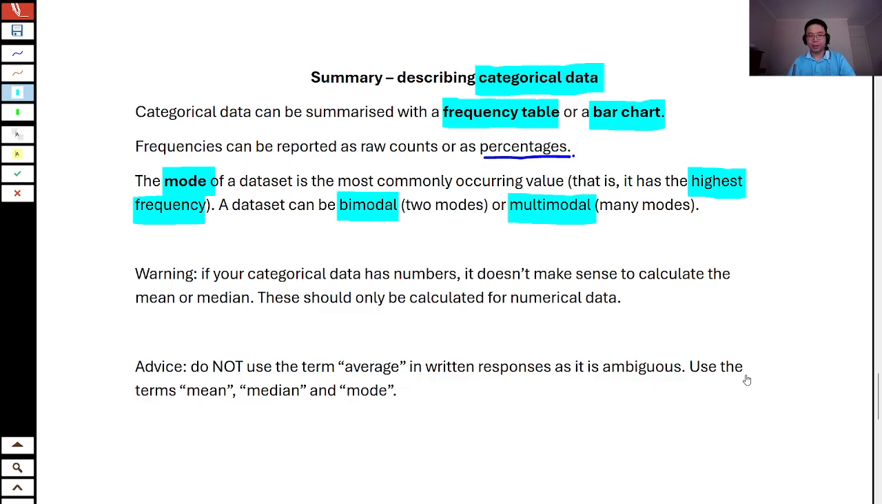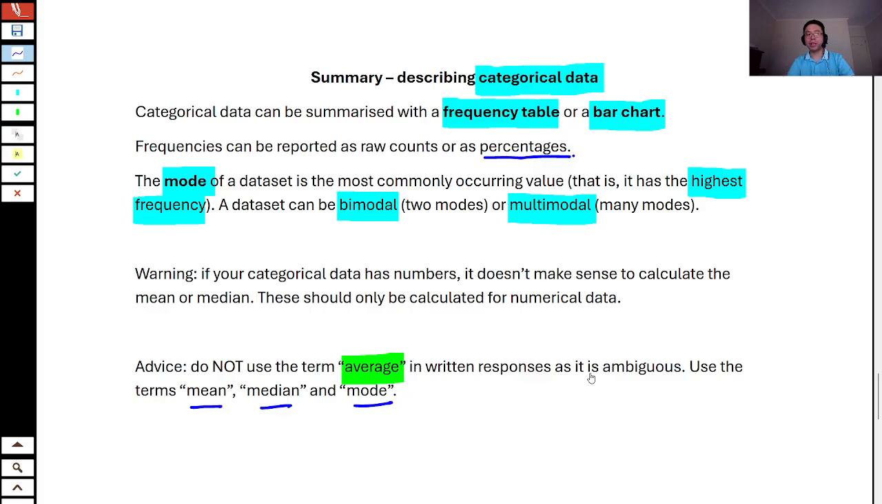One final comment. If you are asked to do some analysis and you calculate something like the mode, I don't want you to use the term average anymore. This is a statistics unit, so I want you to use the precise terms, which are mean, median, and mode.